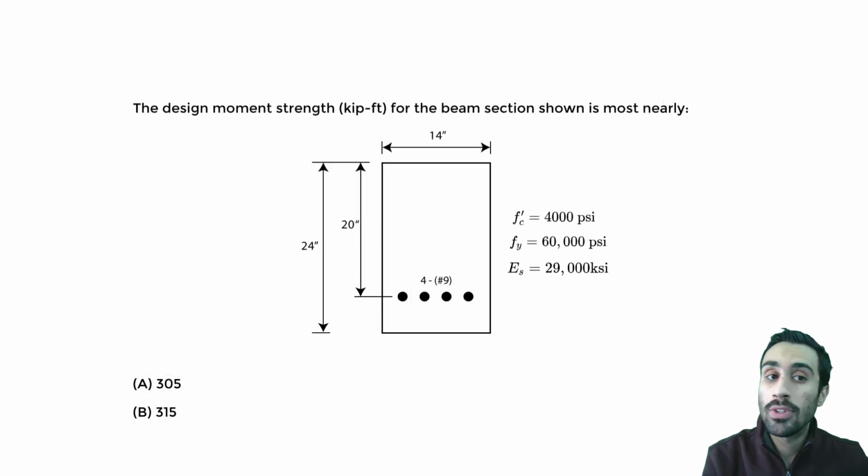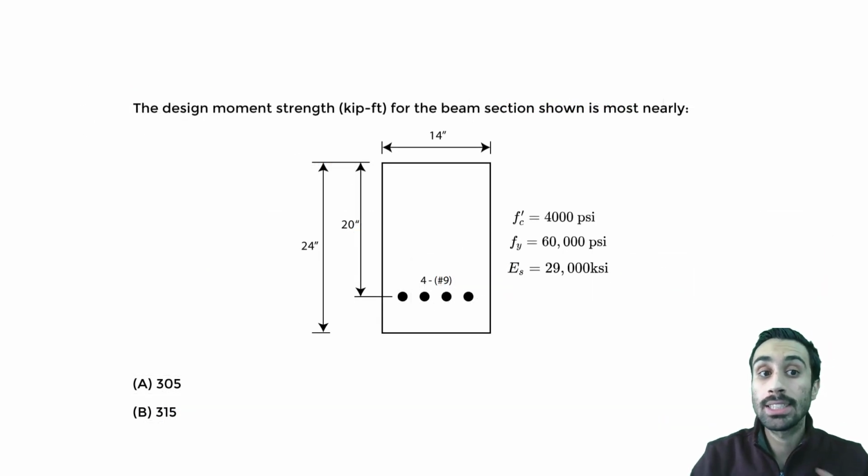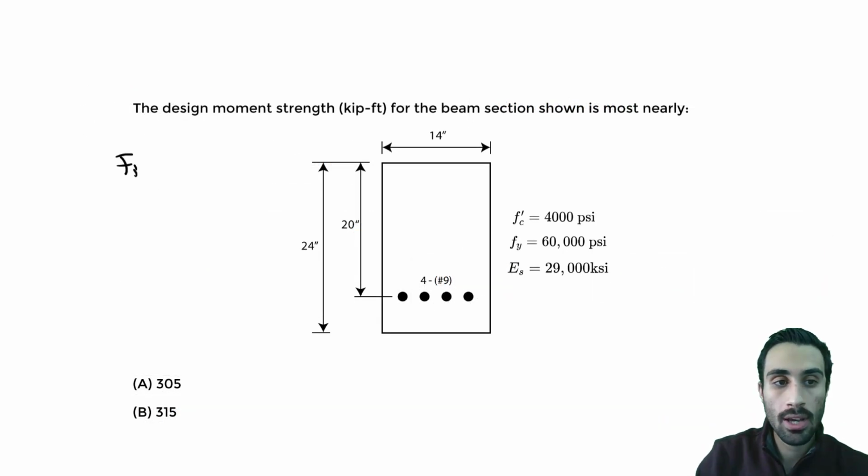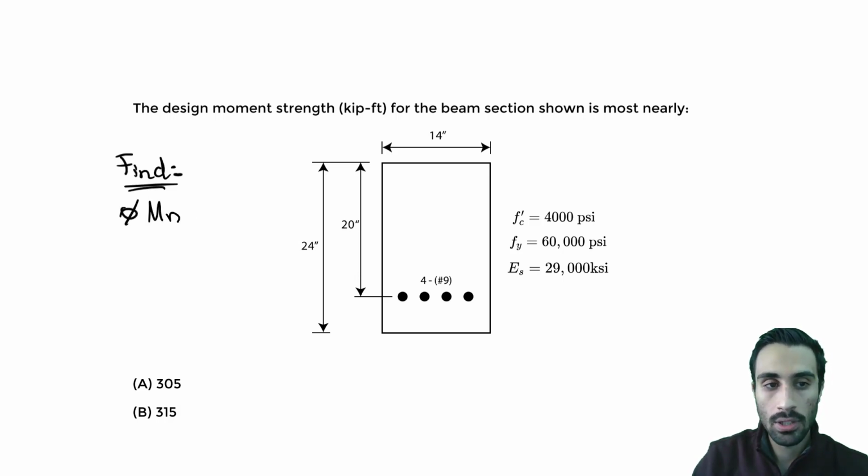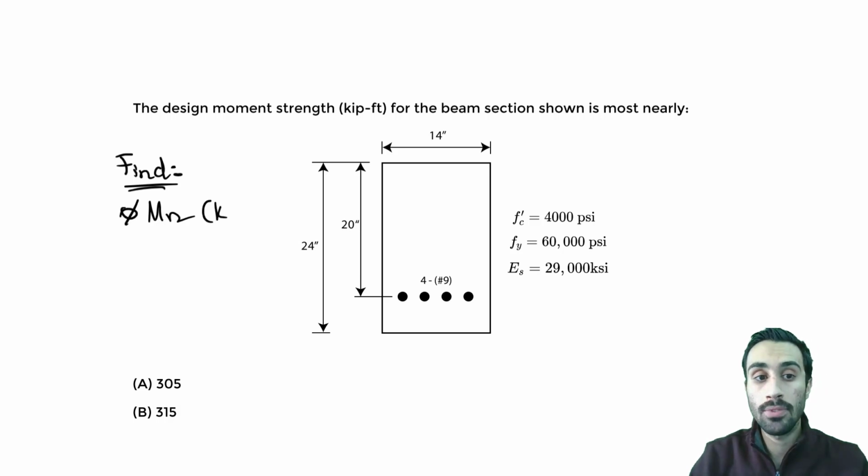So now what I'm going to do first is denote what we want to find. It's the design moment strength. So I'll write that down here as what we want to find. And that's going to be phi Mn. That's what we're finding in units of kip-foot. The units are important. We want kip-foot at the end.